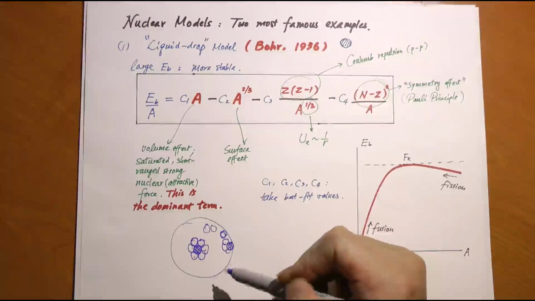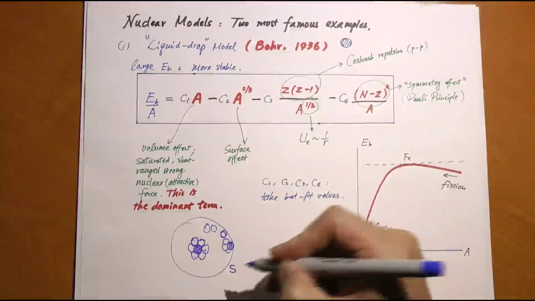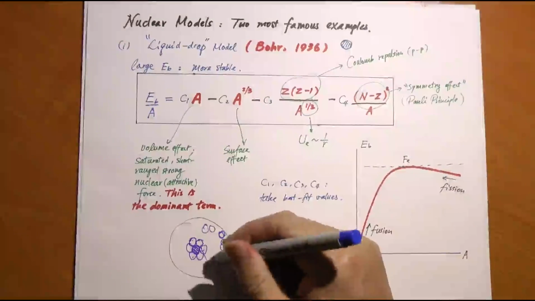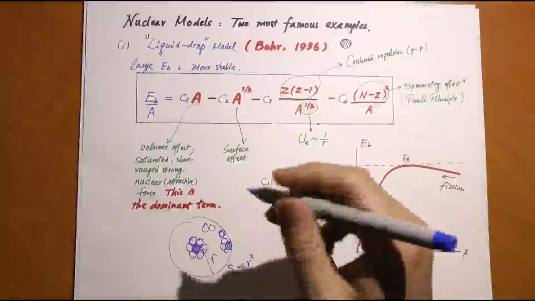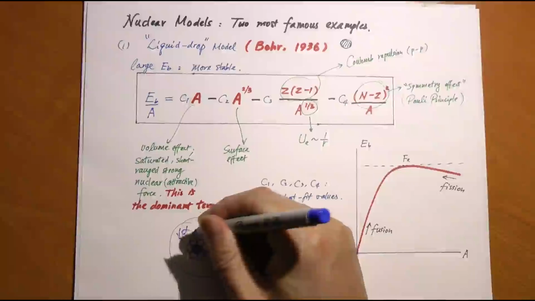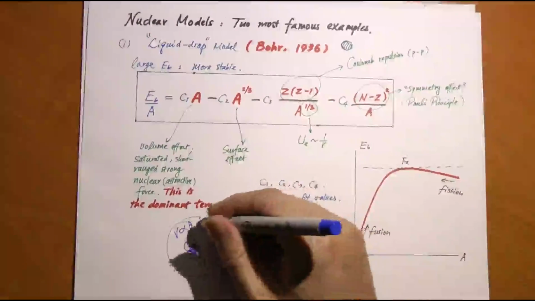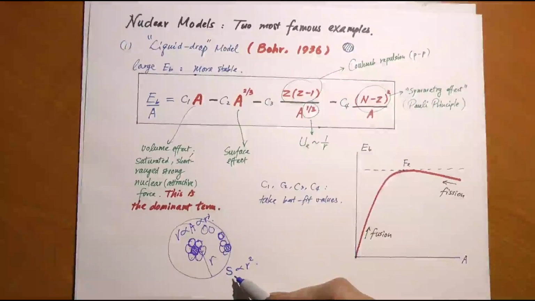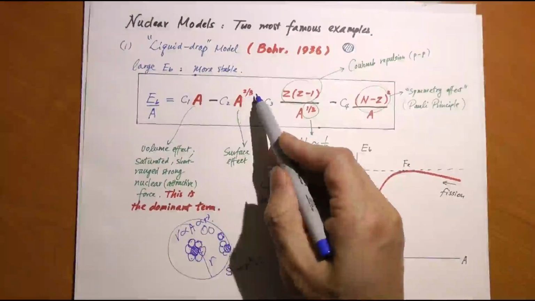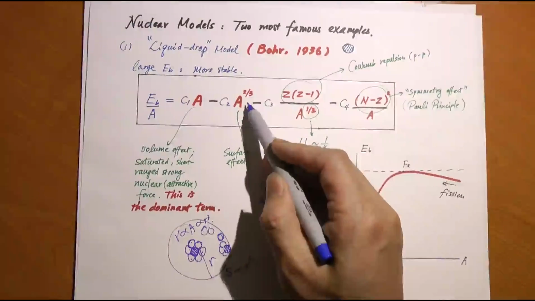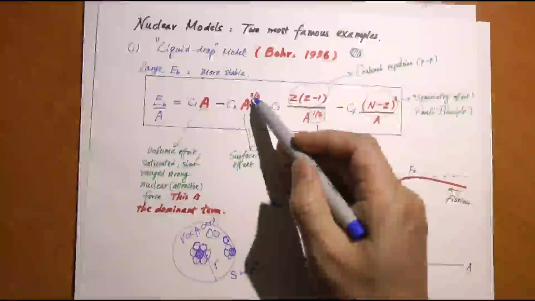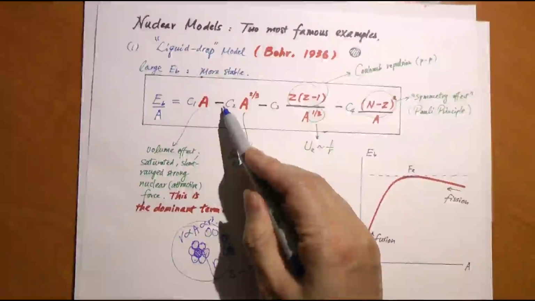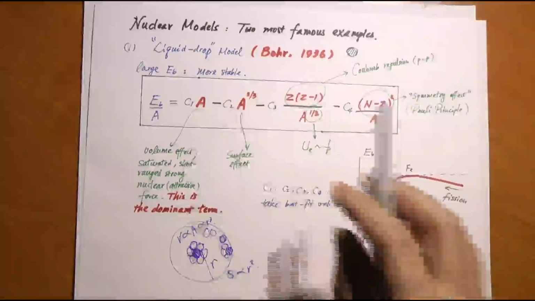And how much is the surface? The surface area S goes like r to the power 2, right? And the radius is r, and the volume V is proportional to A. That's r to the power 3. Therefore, the surface area S, which is r to the power 2, should go like A to the power 2/3. A to the power 1/3, that's r, the radius. Then you square it, you get r squared, and that is the surface area. So that is called the surface effect. It's a negative effect, again, a destabilizing effect.